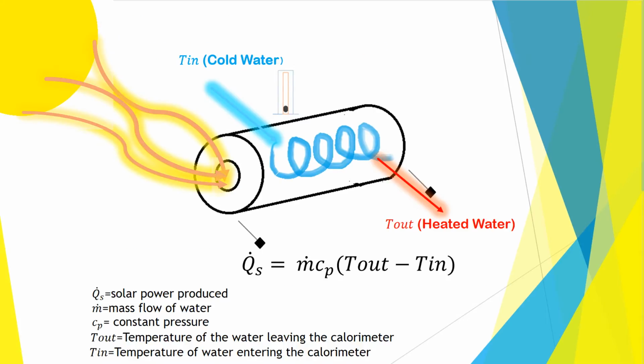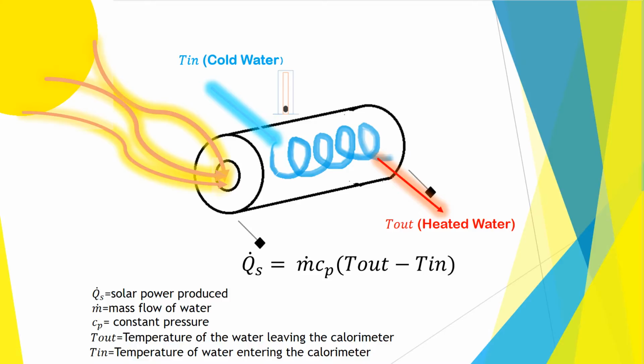The equation for solar power is Q dot S equals m dot times Cp times (T out minus T in), where Q dot S is the solar power produced from the calorimeter, m dot is the mass flow rate of water through the calorimeter, Cp is the constant pressure specific heat, T out is the temperature of the water leaving the calorimeter, and T in is the temperature of water entering the calorimeter.